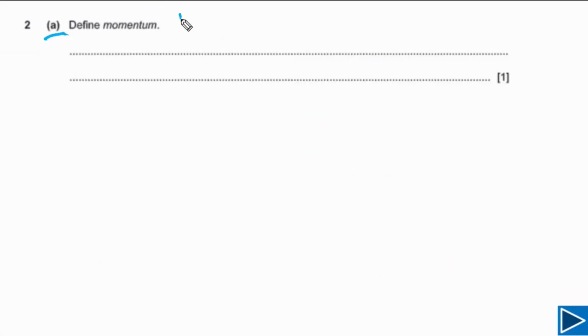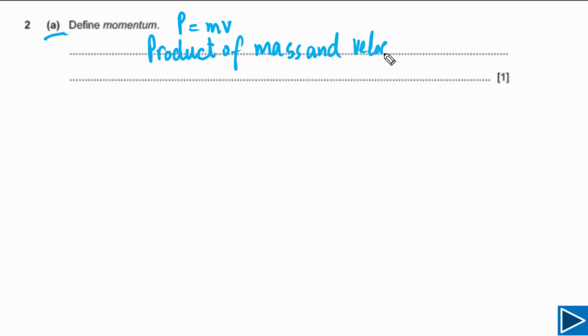And simply you can remember this one. Momentum p is equal to mv. So in your answer, you have to write down the product of mass and velocity, not the product of mass and speed. Momentum is a vector, so you have to write down the product of mass and velocity, not speed. And this question has 1 mark and this is a B mark. It simply means that this has to be in your answer.